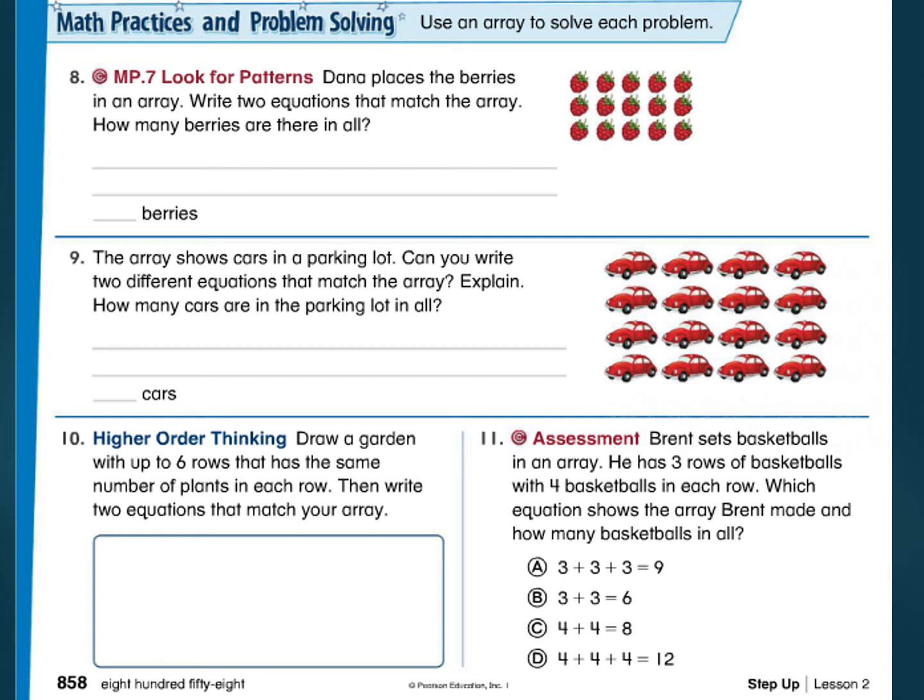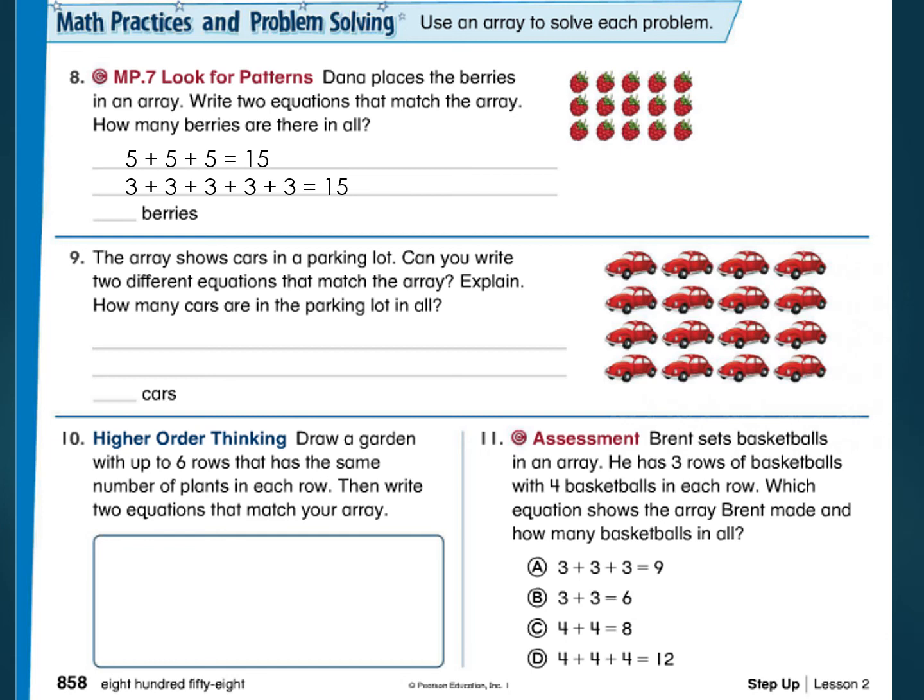What do you think, boys and girls? How will we solve this problem? Great job, by rows and by columns. How many rows are there? 3 rows. Each row has 5 berries. So 5 plus 5 plus 5 equal 15.